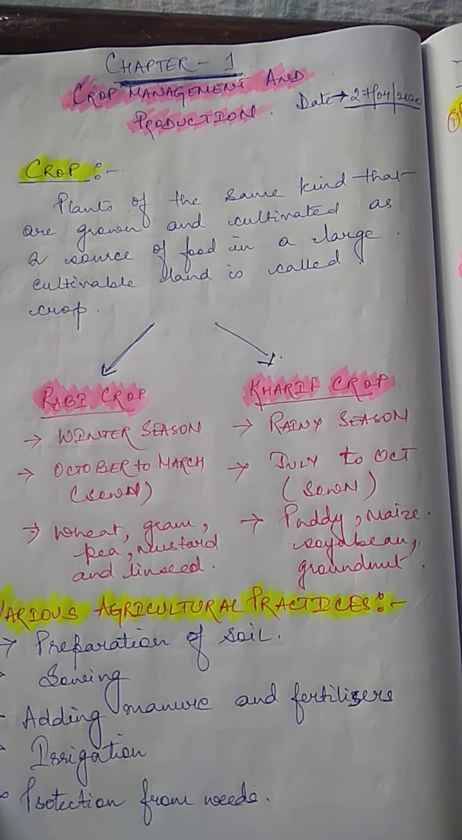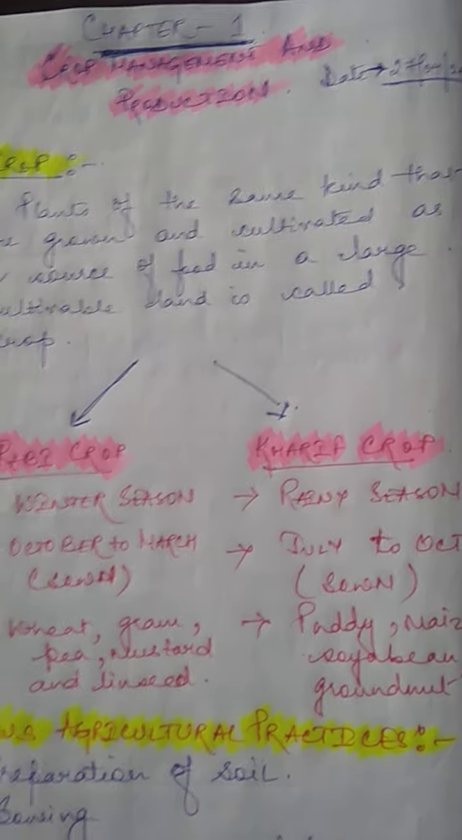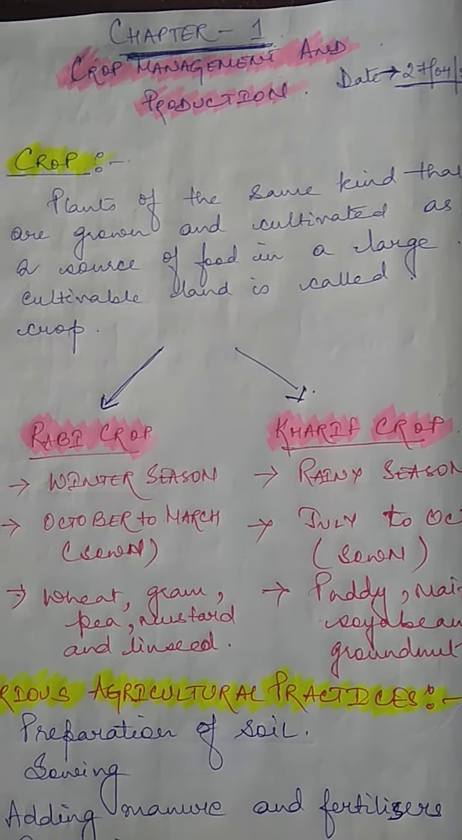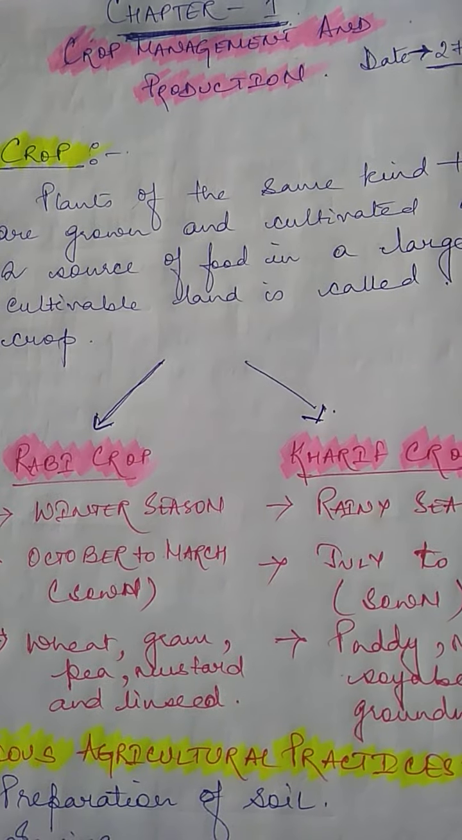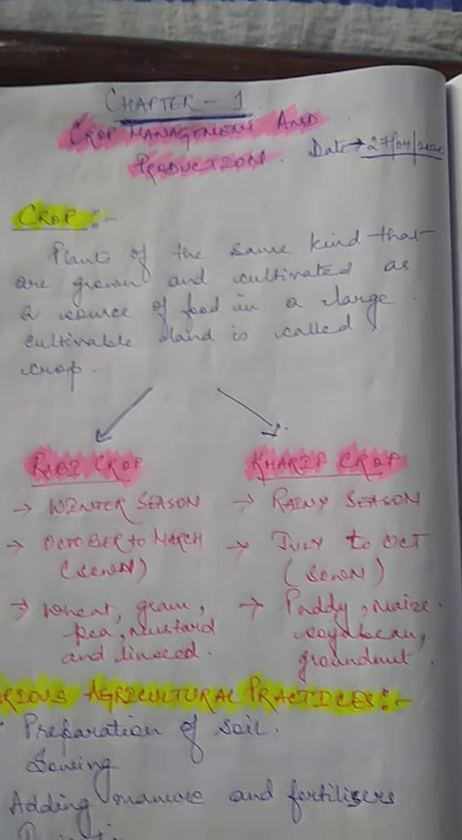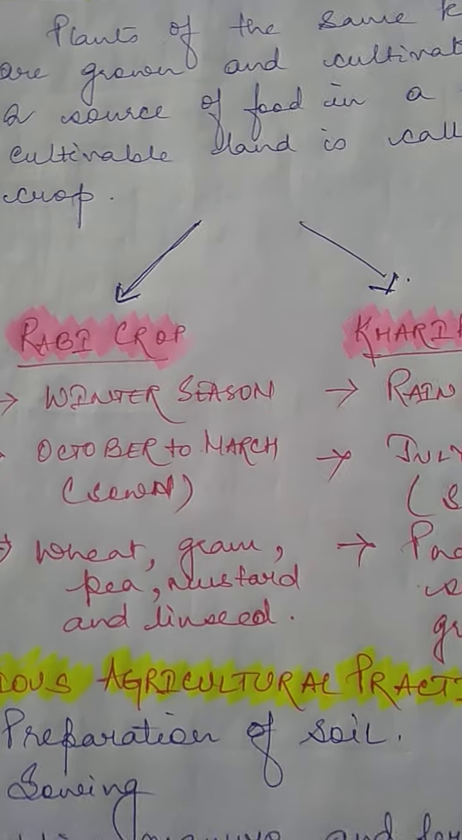First, we have to know what a crop is. Plants of the same kind that are grown and cultivated as a source of food in a large cultivable land are called a crop. They are grown all together, so they are known as a crop. There are two types of crop which are given in your chapter.